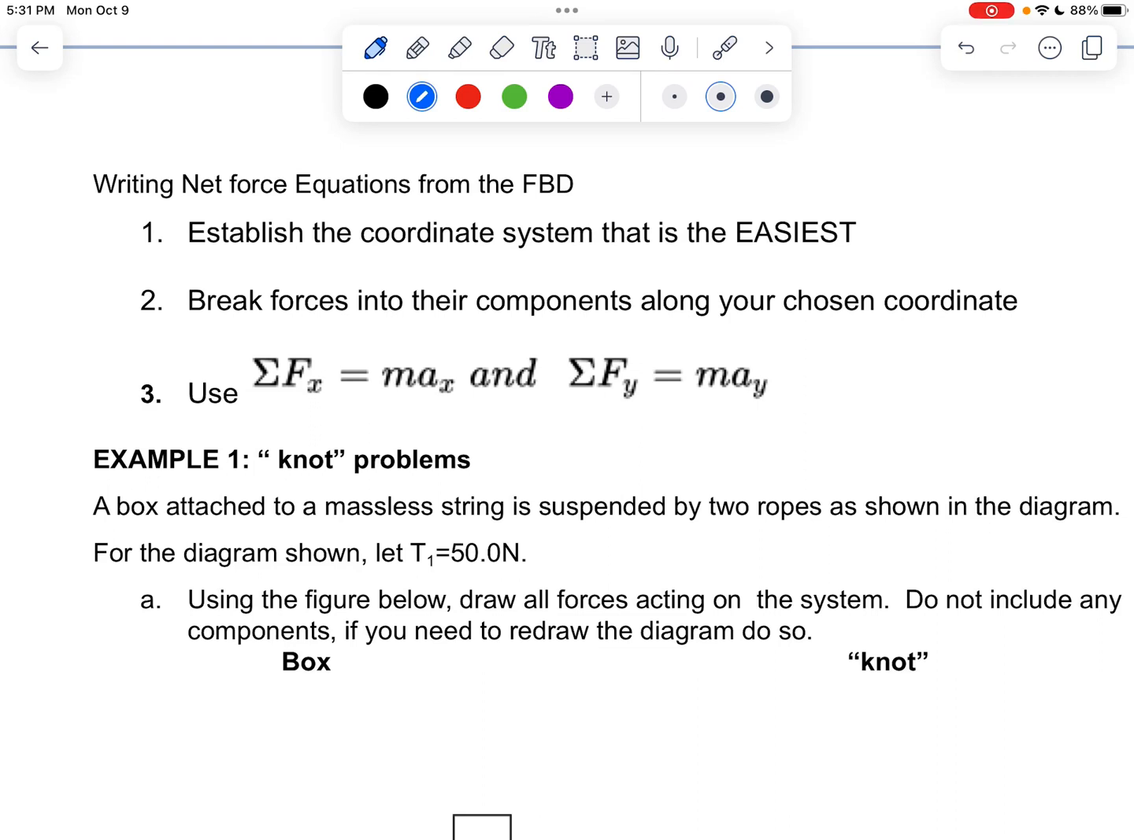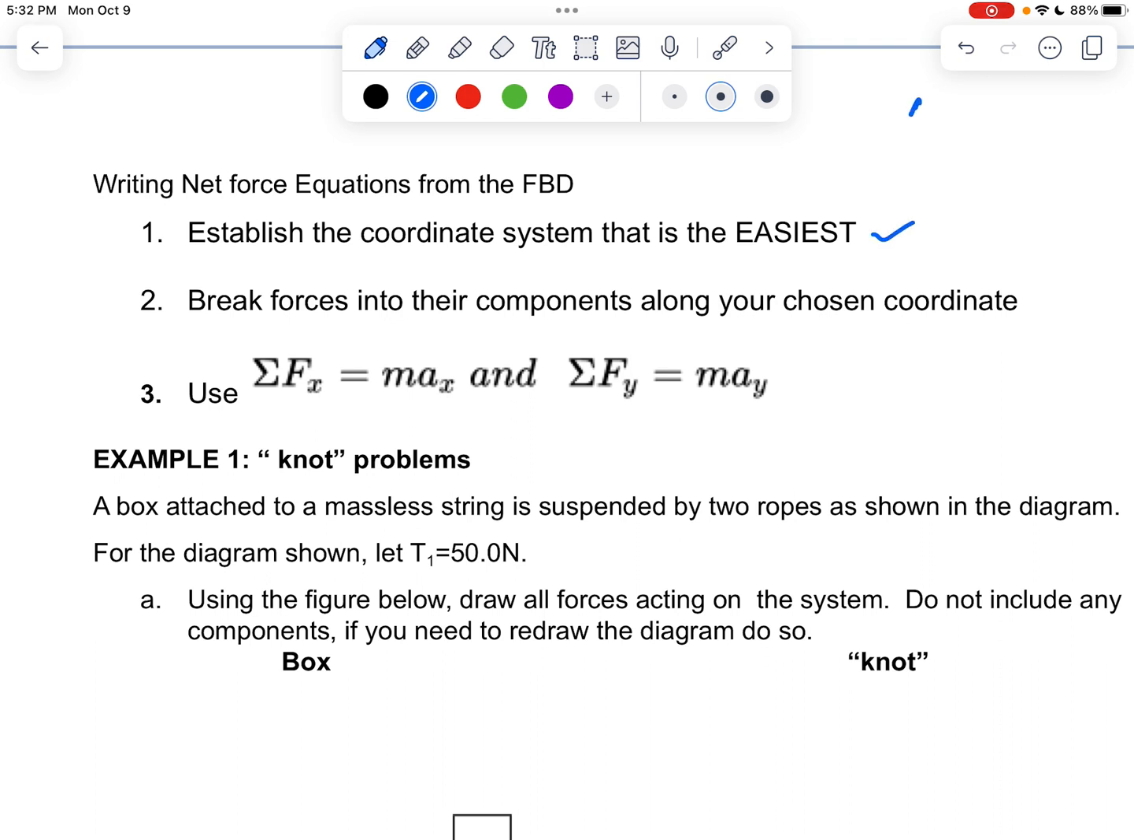All right, today's video is about writing net force equations after we have been able to draw the force body diagram, and using that pictorial representation to actually start getting into solving some problems. So there are definitely some basic steps that'll help you get started. One is establishing the coordinate system that is going to be the easiest.